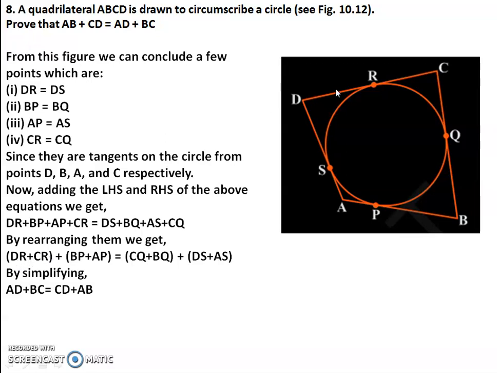What is DR plus CR? DR plus CR, that is DC. Now, what is BP plus AP? BP plus AP, that is BA. So, CD plus AB is equal to BC plus AD. That is what you have to prove here. Hence, proved. Clear? Using the same concept, you have one more question in this exercise. So, we'll discuss that also.